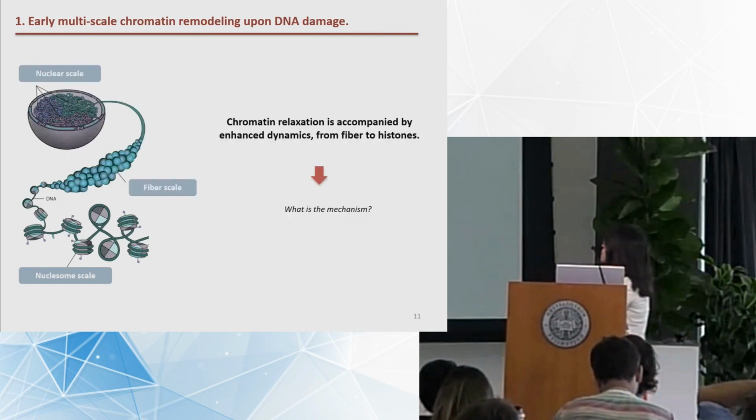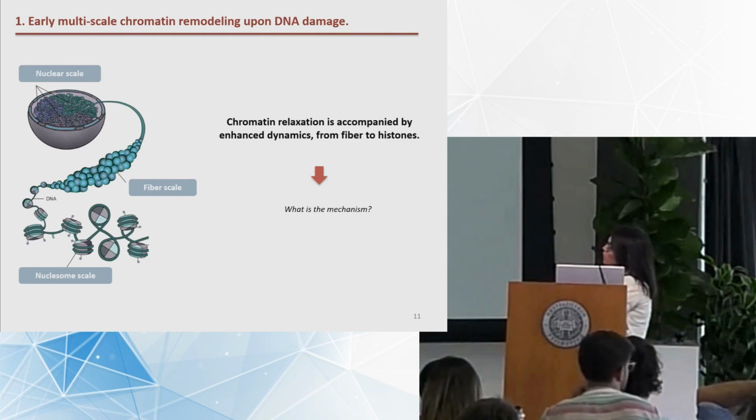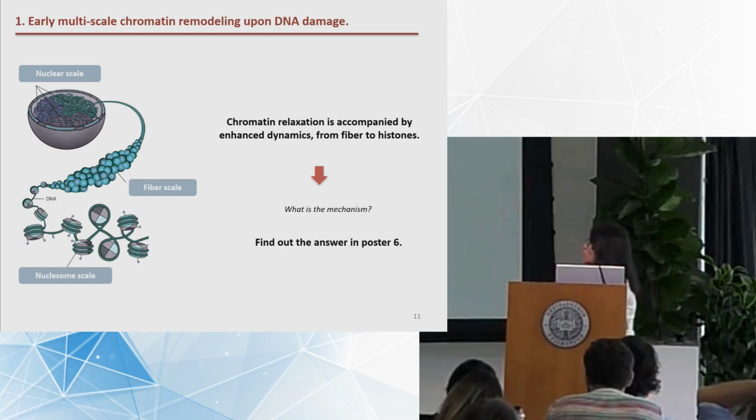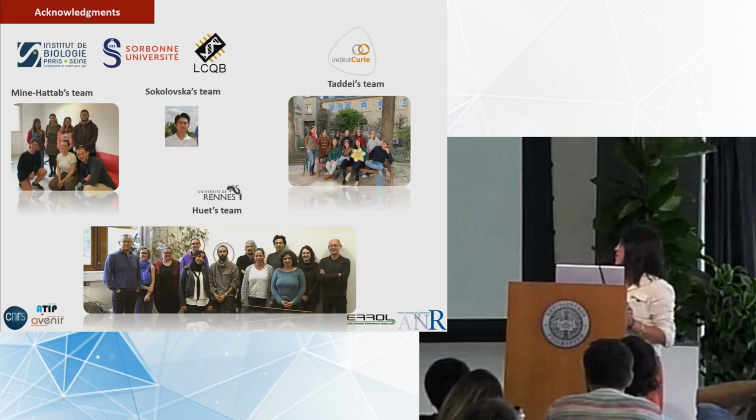Okay, so we saw together that this rapid and really transient chromatin relaxation is accompanied by the also transient increase in dynamics, which occurs from the fiber to histones. So then we wanted to know what is the mechanism of these multi-scale chromatin remodeling events. So I invite you to come to my poster, I think on Thursday, to see this mechanism.